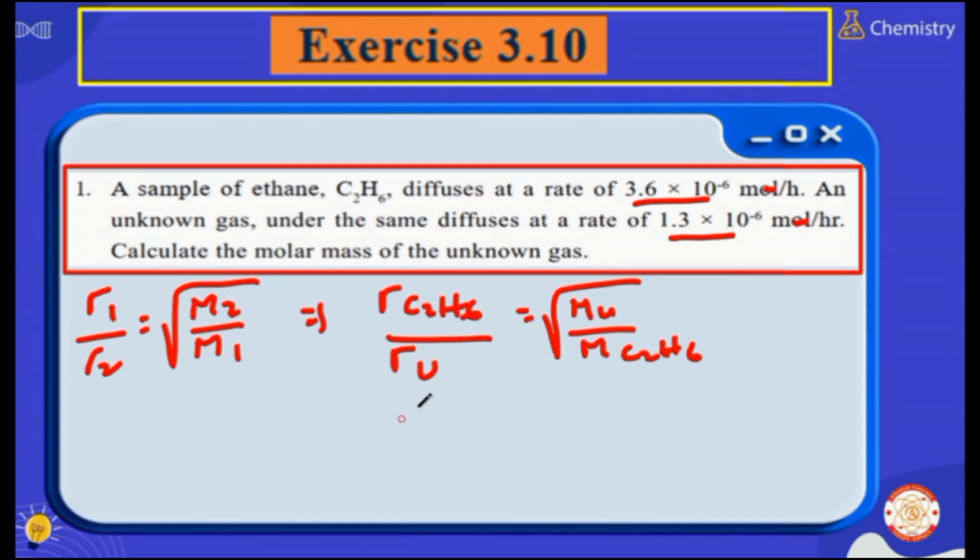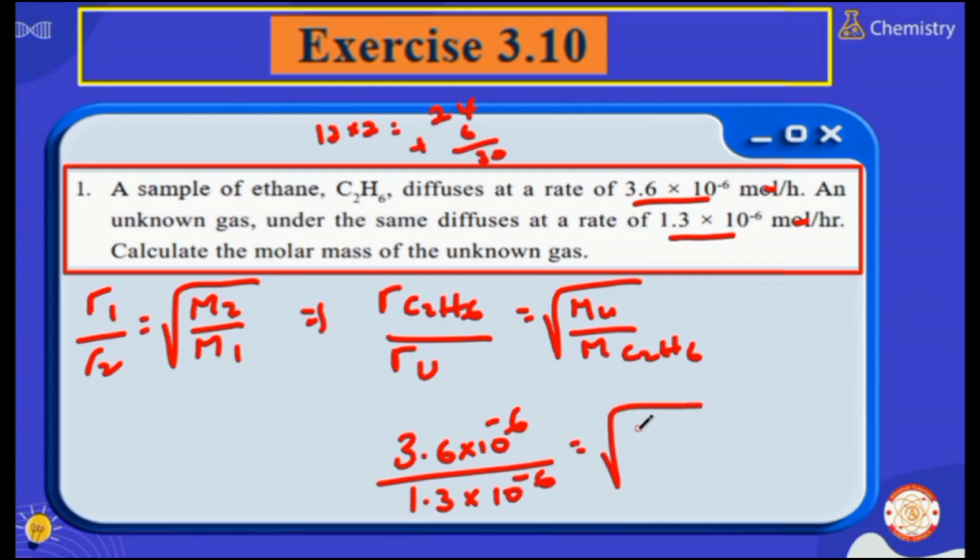The rate of ethane is given as 3.6 times 10 to the power of minus 6 over 1.3 times 10 to the power of minus 6, equals the square root of molar mass of the unknown over molar mass of ethane, which is 30 gram per mole.